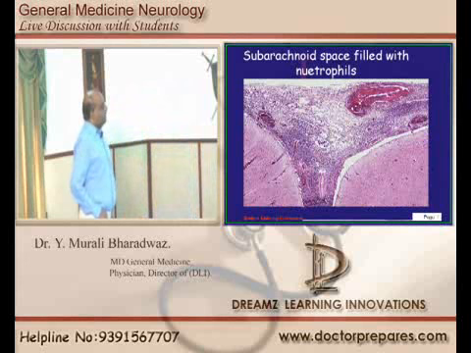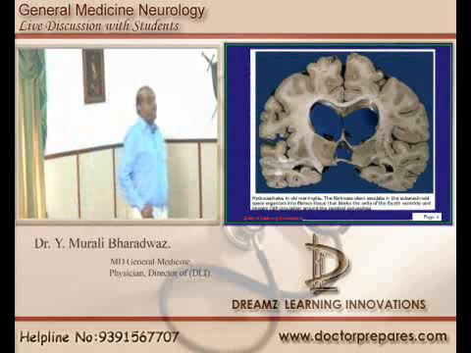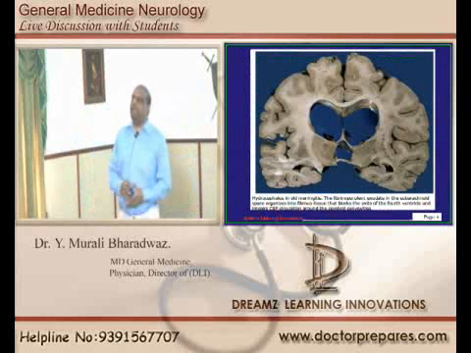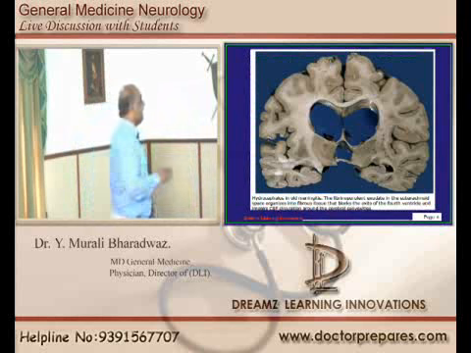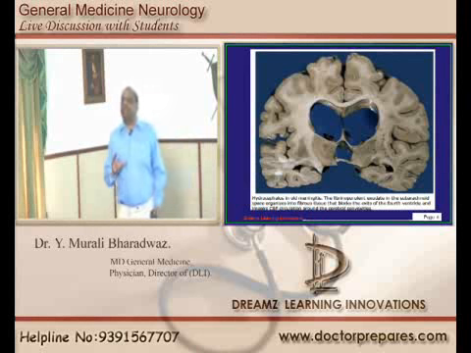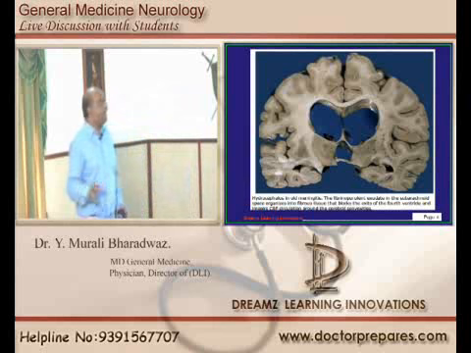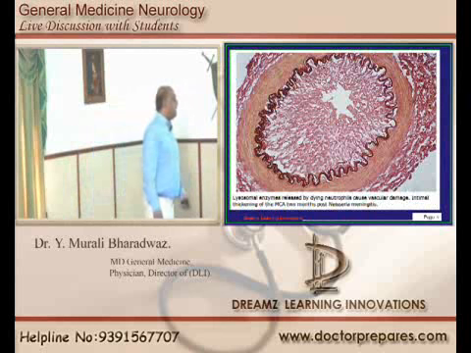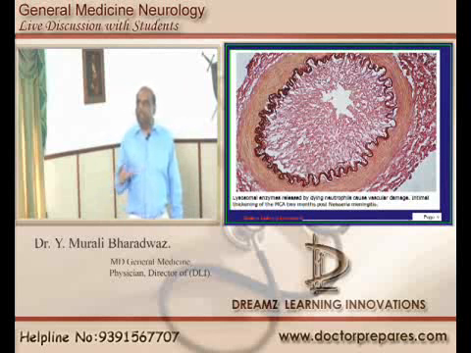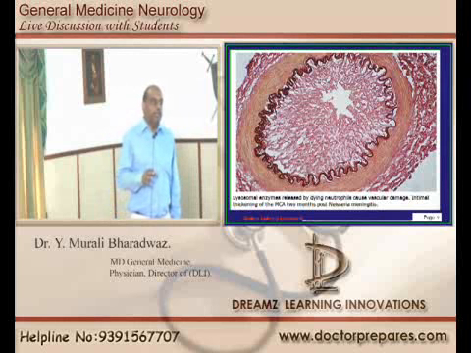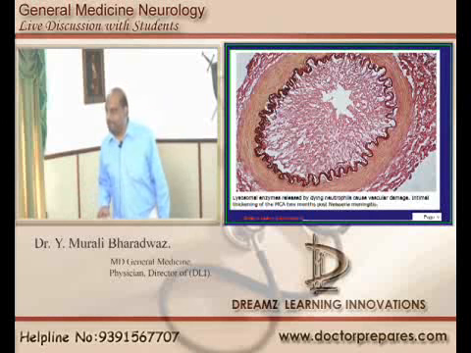Now this is a typical subarachnoid space which is being filled with neutrophils, as you are able to see. And once meningitis is present for a long period of time, it will interfere with the drainage of the CSF, and that typically leads to the development of hydrocephalus as one of the complications of old meningitis, as you are able to see here with the ventricular enlargement. And some meningitis, especially tuberculous meningitis, is known to lead to the development of vasculitis as a complication.